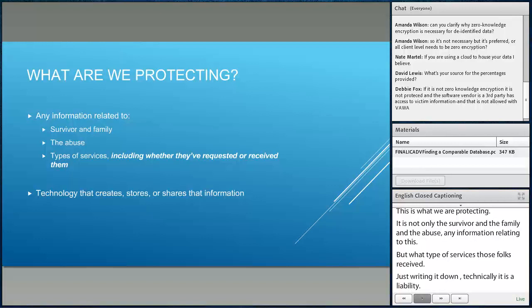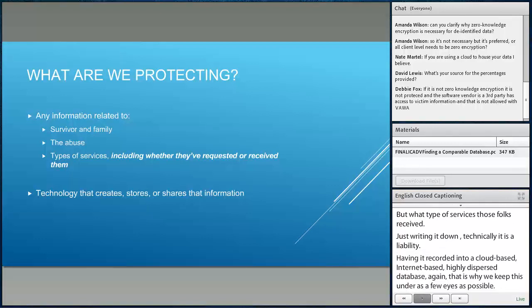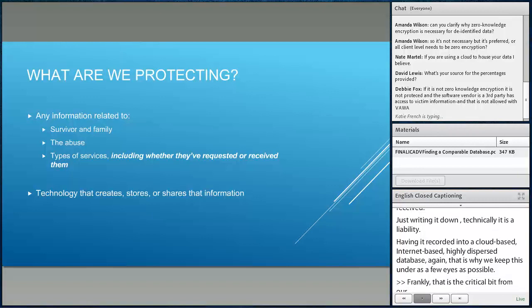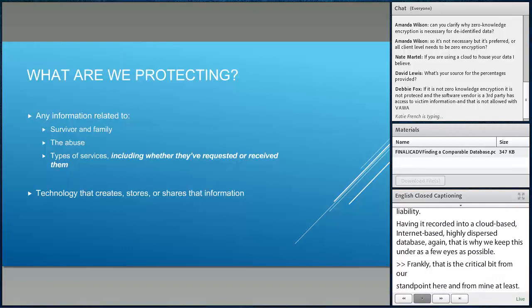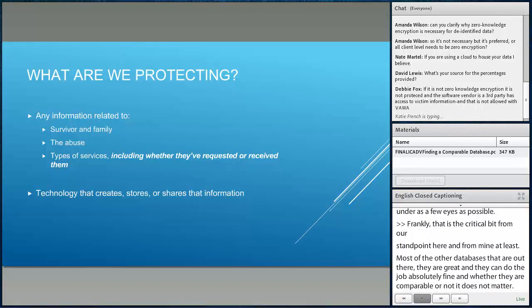And frankly, that's the critical bit for this whole thing from my standpoint at least. Most of these other databases that are out there, they're great. They can do the job absolutely fine. Whether they're comparable or not doesn't really matter. That's frosting. It's whether or not that data, when it's at rest, when it's in transit, whatever you want to call it, nobody can ever see that. That's the key for us.